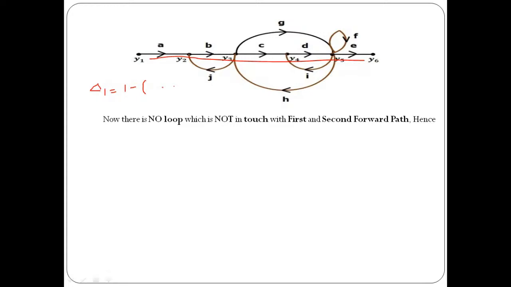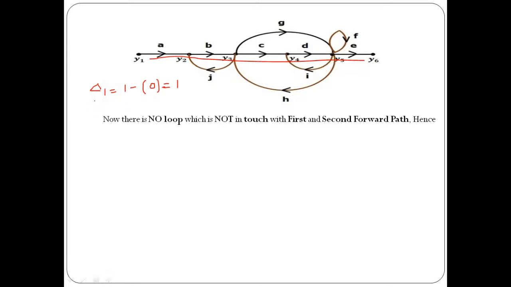So you have to identify such loops which do not touch your first forward path. So there is no loop which does not touch your first forward path. That's why this is going to be 0, and hence the value of delta 1 is going to be 1. I hope this point is clear to everyone.